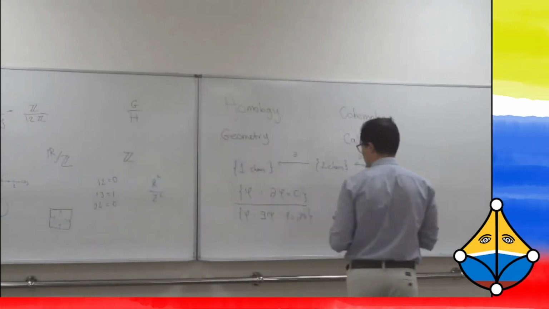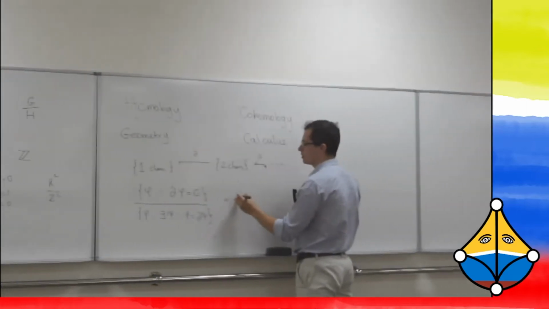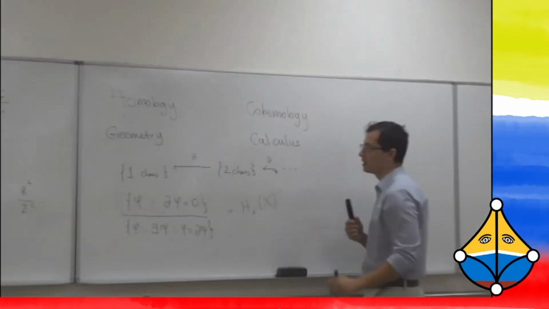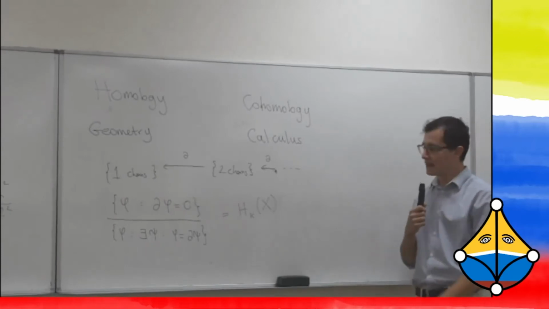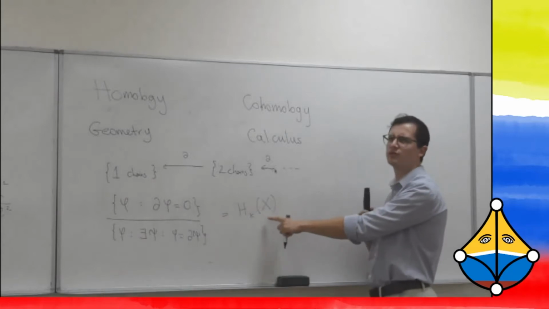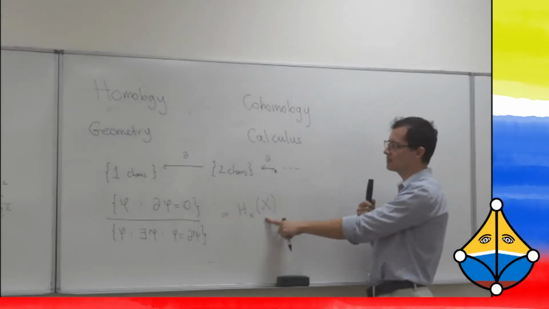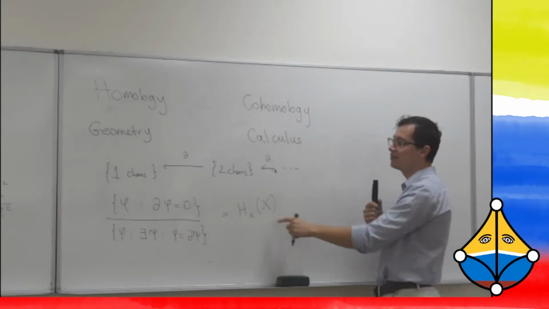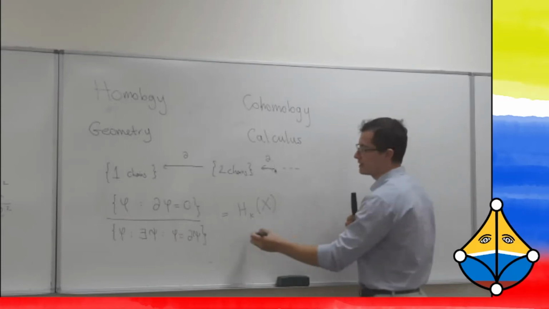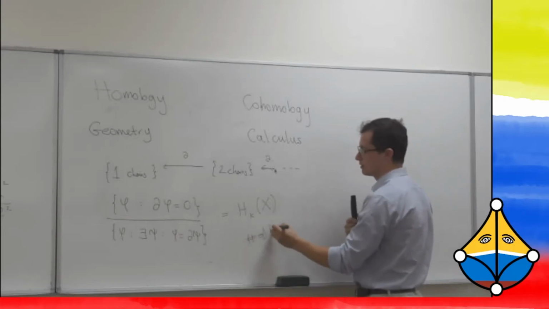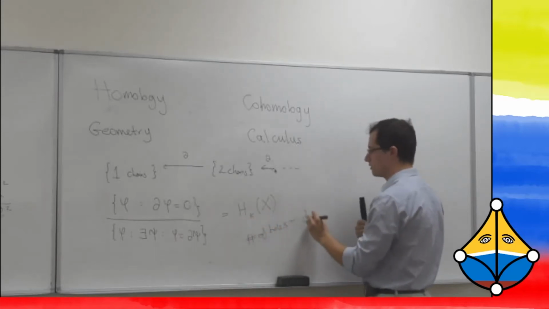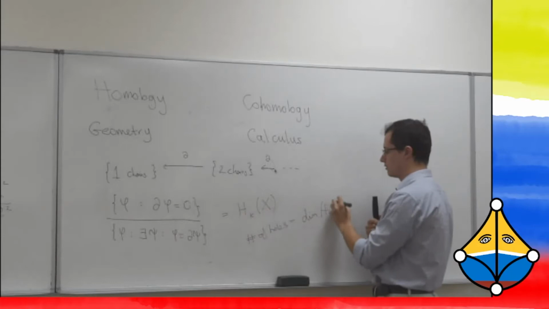Because what you get here is actually a vector space. It's called the k-th homology group of the topological space. It is a vector space, and its dimension is the number of holes. So the number of holes is the dimension of this, dim of H_k of X.